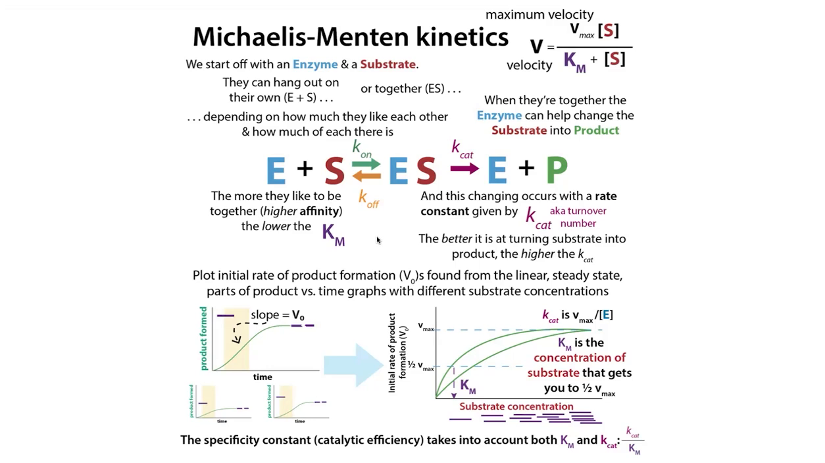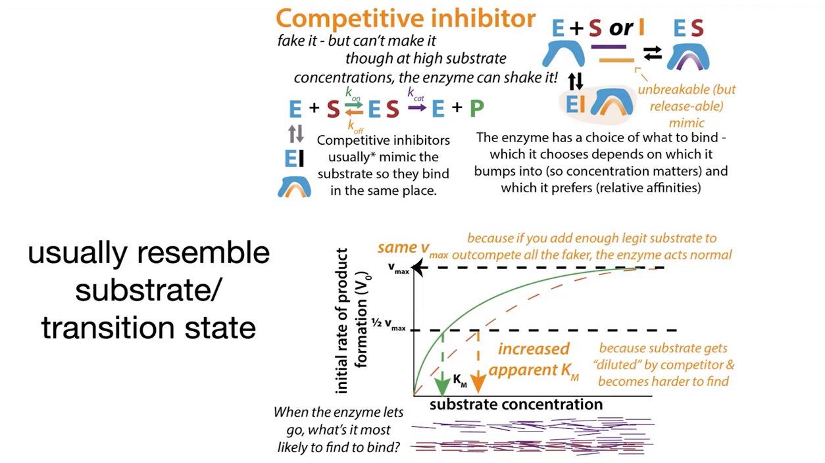Now let's look at how these kinetics are going to be influenced by our inhibitors. So a competitive inhibitor is competing with the substrate for the active site. It can only bind the enzyme when it's alone, because if the substrate's there, there's no room. It usually is going to mimic the substrate and bind in the same place.